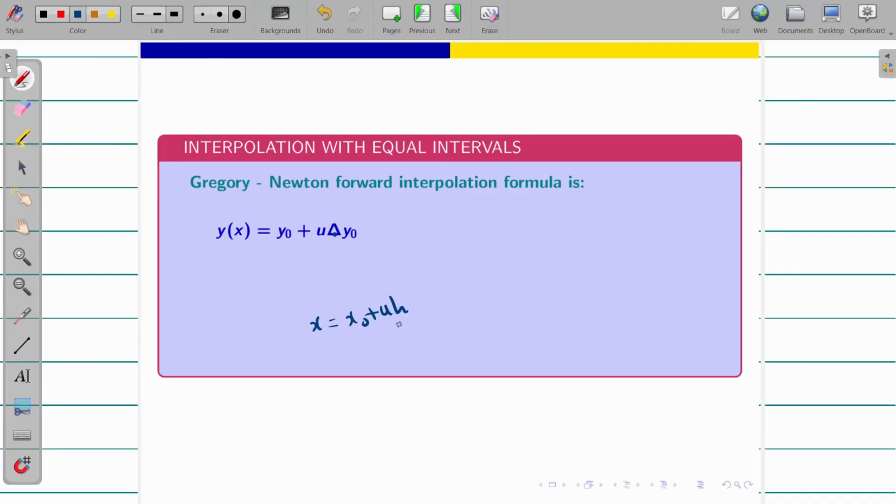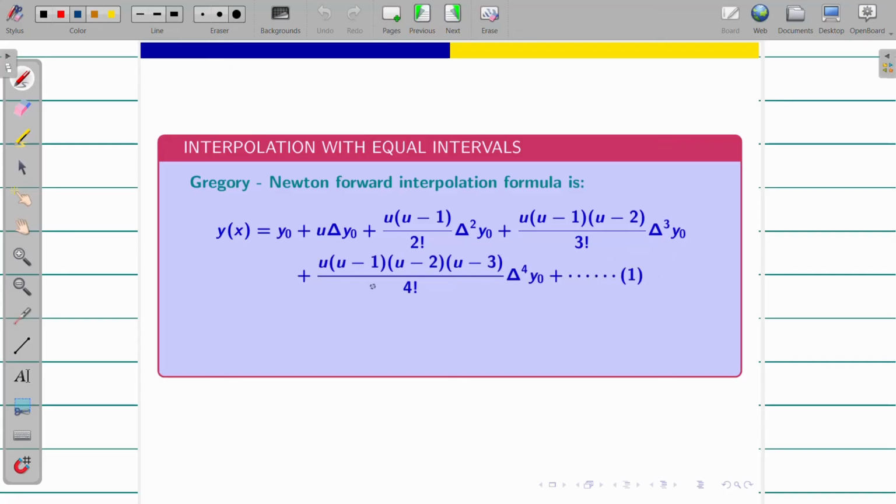This is the next value. If I give u equal to 1, it will be h; u equal to 2, 2h; 3h, it will be like that. So y naught plus u into del y naught plus u into u minus 1 by 2 factorial del square y naught plus u into u minus 1, u minus 2, divided by 3 factorial del cube y naught plus u into u minus 1, u minus 2, u minus 3 by 4 factorial del power 4 y naught plus etc.